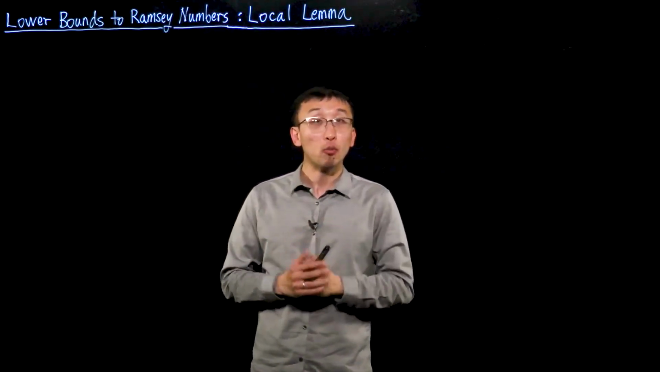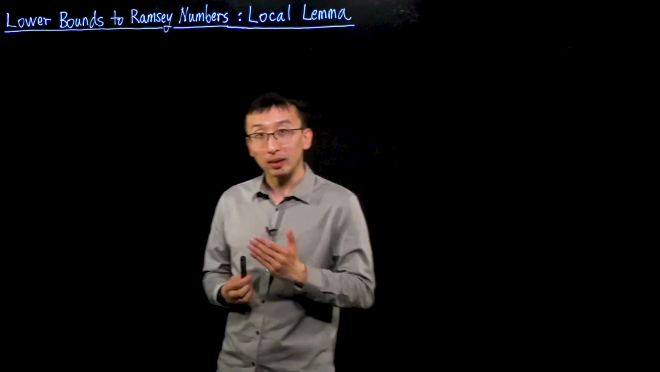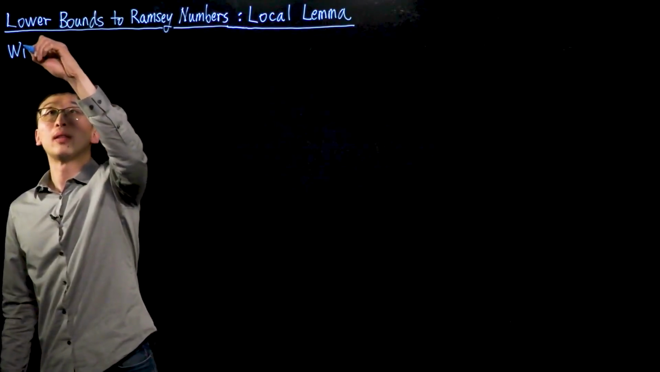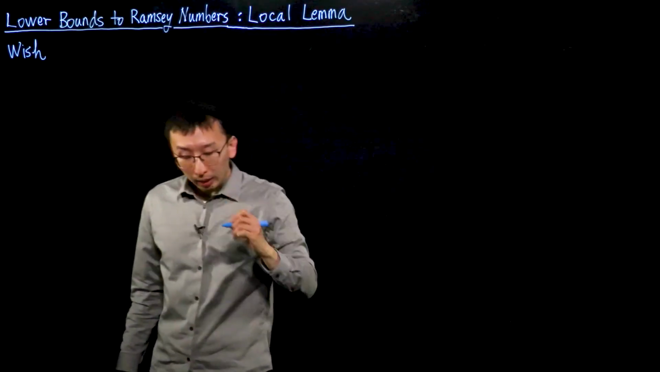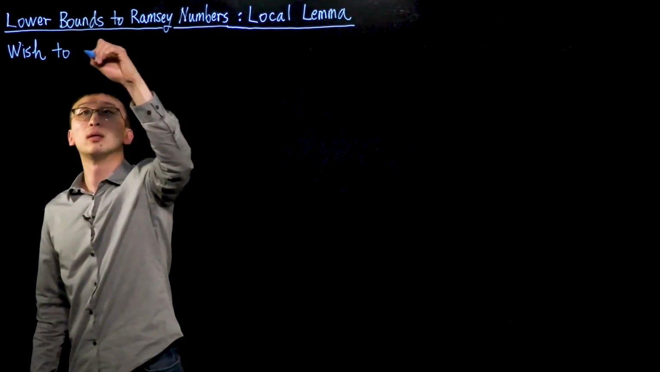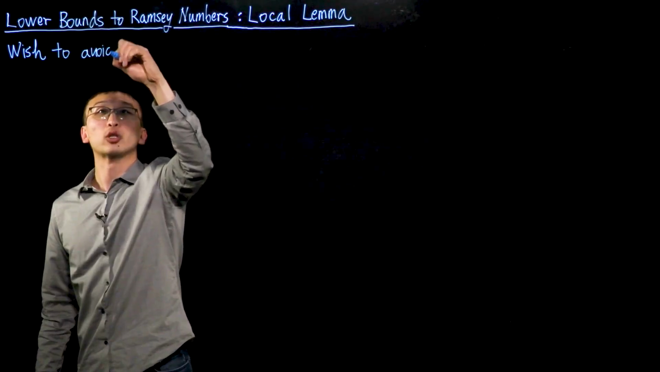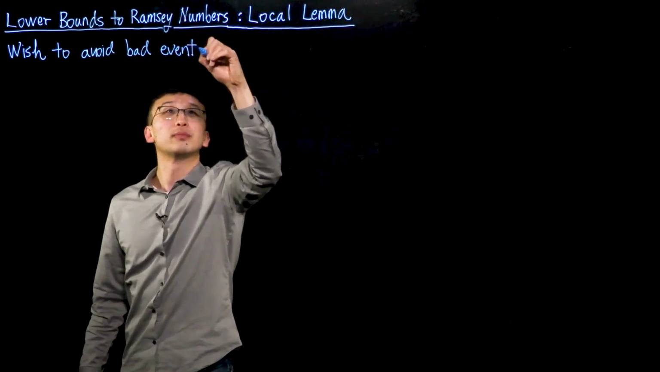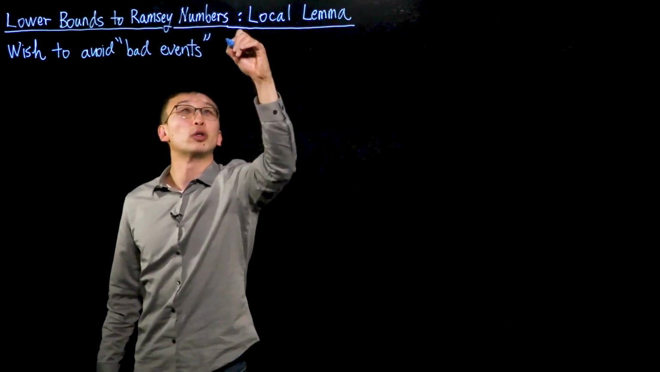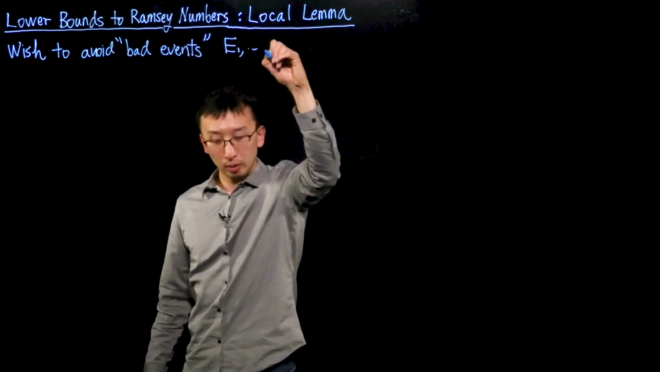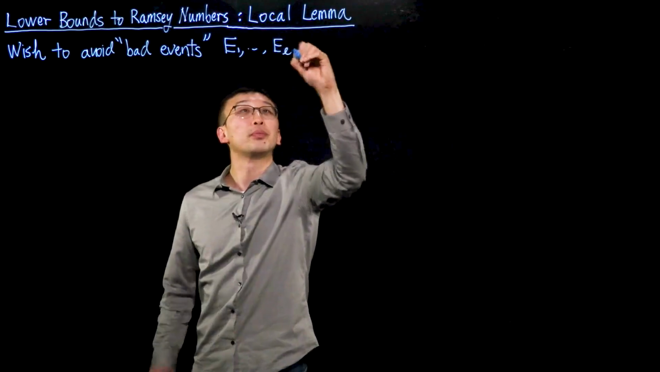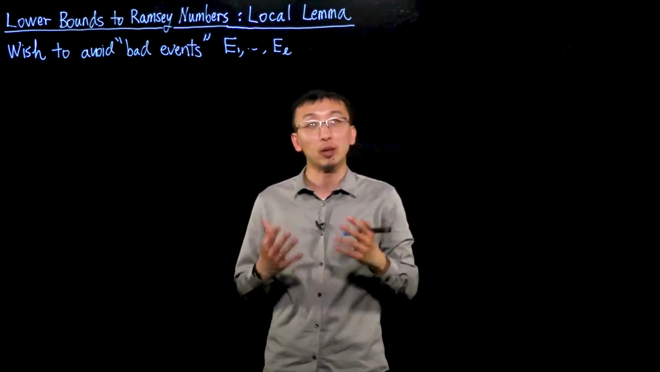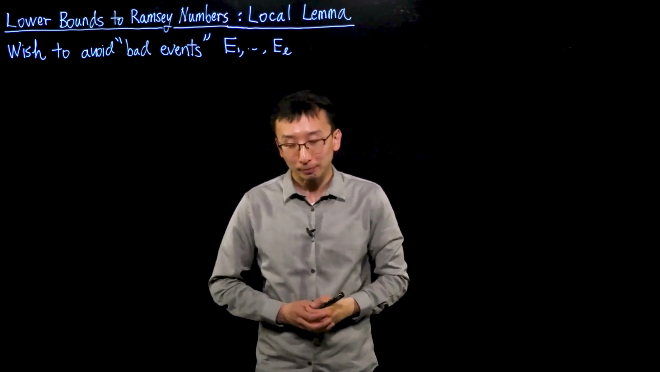Now let me introduce a more advanced method that can get us even further. So the general motivation that we already saw a couple of times is that we wish to avoid a certain collection of bad events, which we will denote E1 through EL. Okay, so these are bad events. In our case, the bad events correspond to having a monochromatic clique in the random coloring.